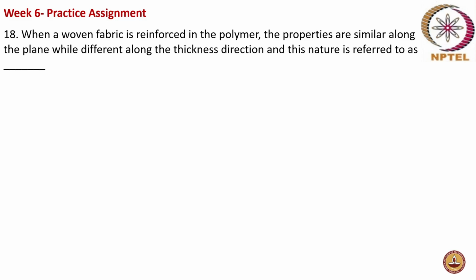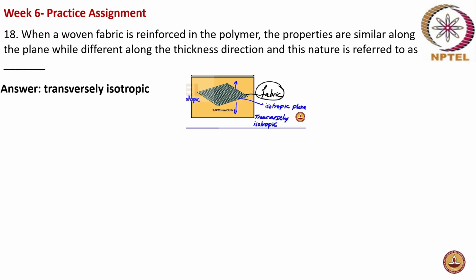This is actually called transversely isotropic. Along the transverse direction, the properties are the same, so it is transversely isotropic. Okay, along the x and y direction. Whereas in the z direction, as you said, there is an anisotropy, or a difference in behavior. So along the longitudinal direction there is a difference in behavior. That means it is transversely isotropic, because of the anisotropy in the longitudinal direction. Okay.